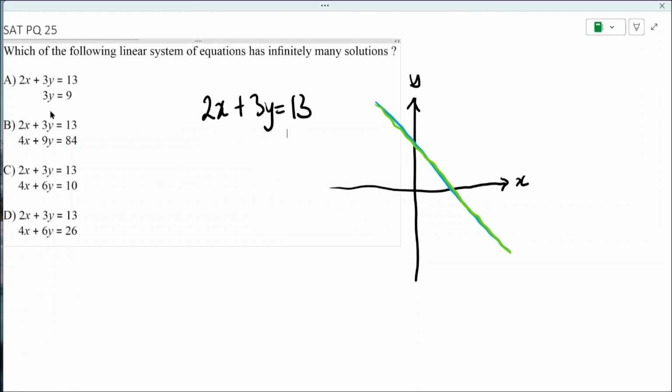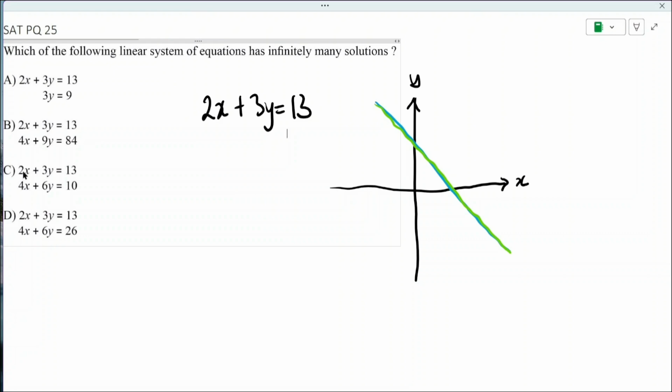Going back to the options, A will never be the answer, because you have 3y here, you have 3y here, which means there's no increase or decrease, and there's also no value for x. If you look at B, you have 2x, below you have 4x, that you're increasing from 2 to 4, and such increase has to do with multiplication. So you multiply 2 by 2 to get 4. If you multiply that same 2 by 3, you're supposed to get 6, but here you have 9. That means this is not a system of equations that can give you infinitely many solutions.